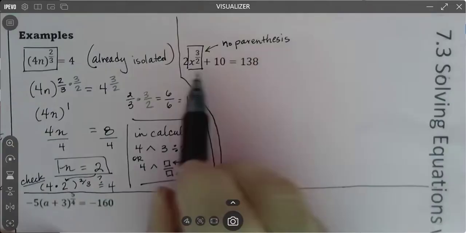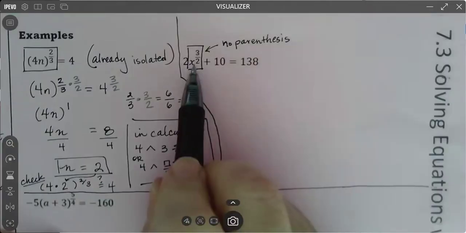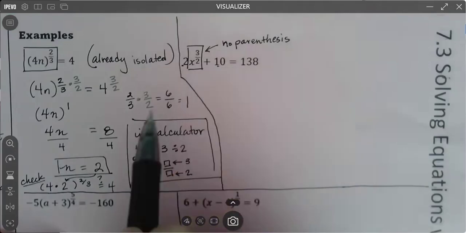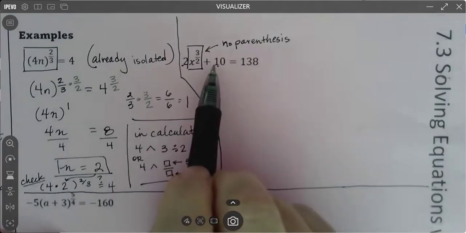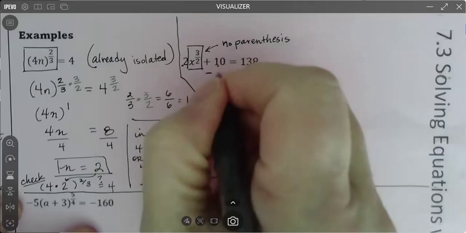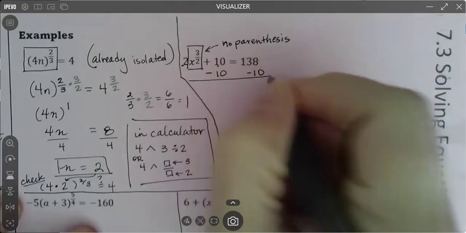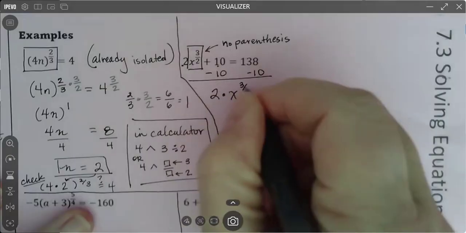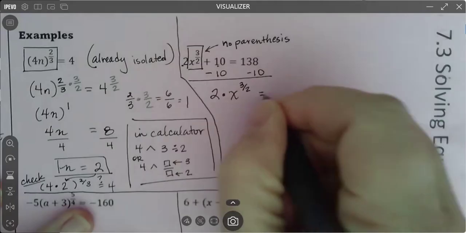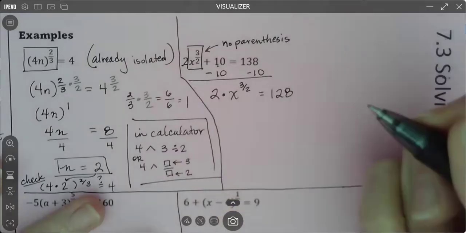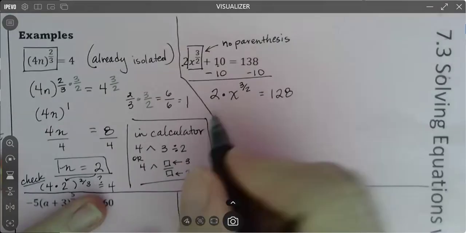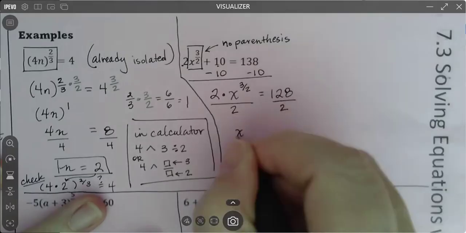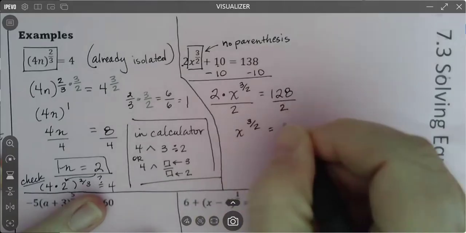I'm isolating x to the 3 over 2 power, so I need to move the 2 and the 10. I would move the 10 first. I'll subtract 10 from each side here. And that gives me 2 times x to the 3 over 2 equals 128. Then I divide each side by 2. So x to the 3 over 2 is equal to 64.